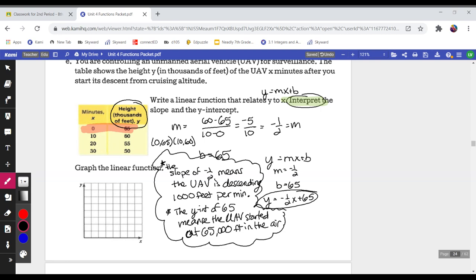So now we're going to graph it. My x value is in minutes. My y value is in height. So for minutes, I'm going to start at 0, and each line is going to go by 5: 5, 10, 15, 20, 25, 30, 35, 40. I only labeled every other line so it didn't get too crowded. Then for the height, I want to go all the way up to 65.